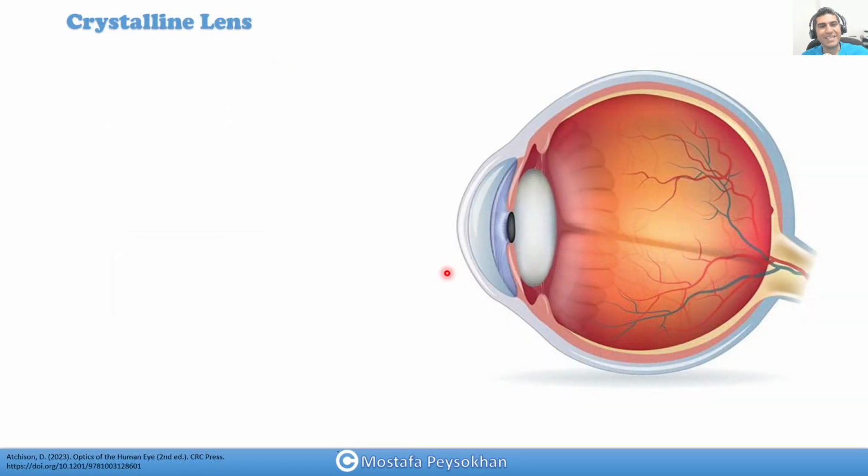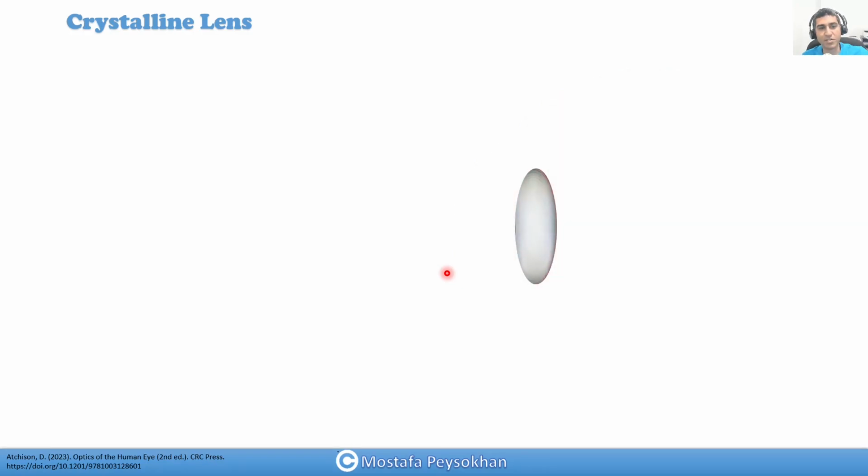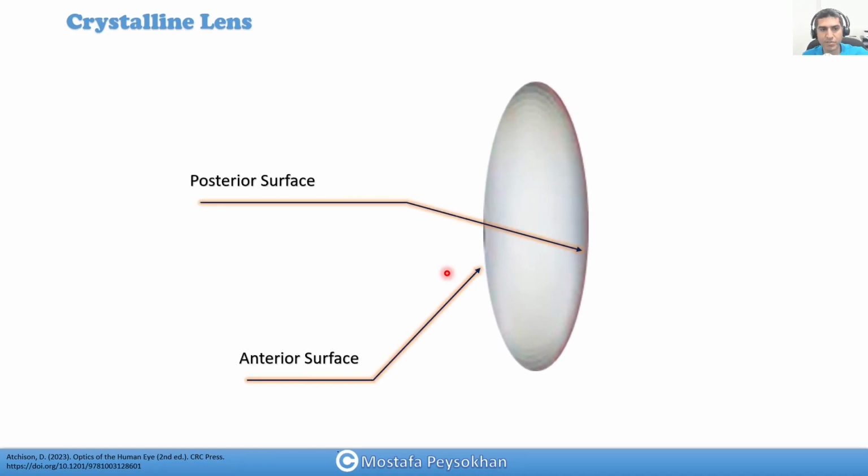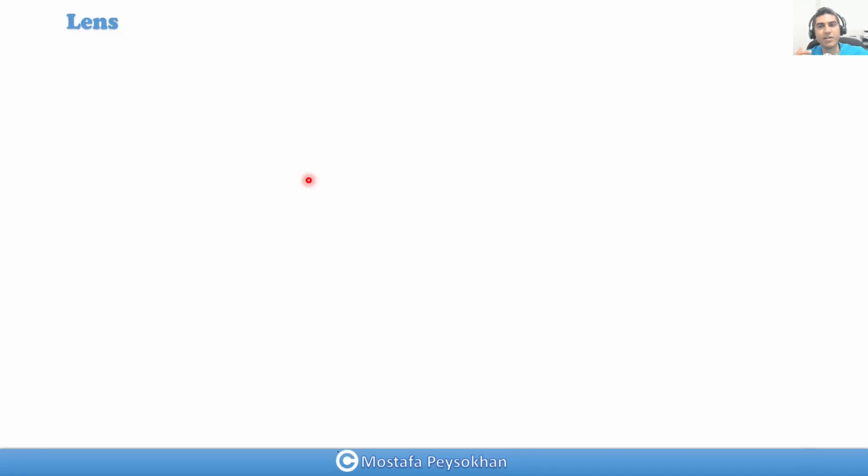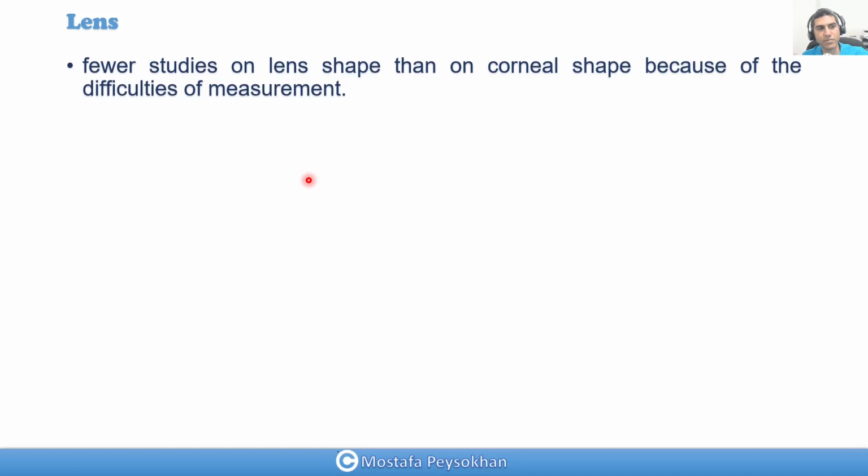The next part of our eye after the stop is the crystalline lens, which has two surfaces: the anterior surface, the first surface, and the posterior surface, the second surface. The refractive index of this part of our eye is not constant, and I have another video completely explaining the mathematical equation, the gradient index of that part of our eye.